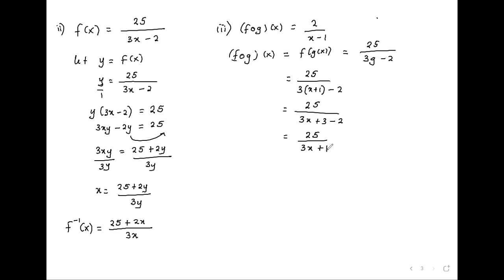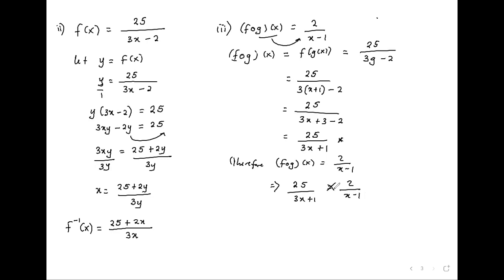Okay, we're not done. We get back to the question now. F of g is equal to the right-hand side. We now have the f of g to equate to 2 over x minus 1. So we say, therefore, f of g of x is equal to 2 over x minus 1 implies that we have 25 over 3x plus 1 is equal to 2 over x minus 1. We now have an equation to solve. This is a normal equation.